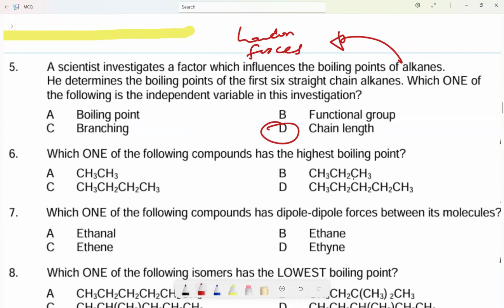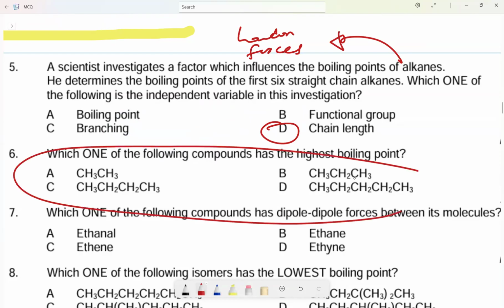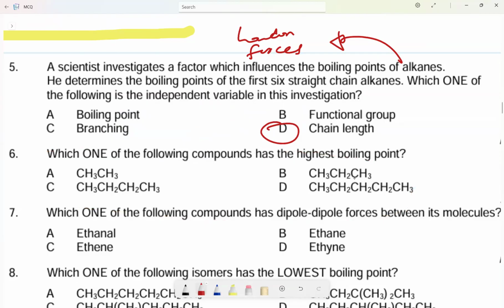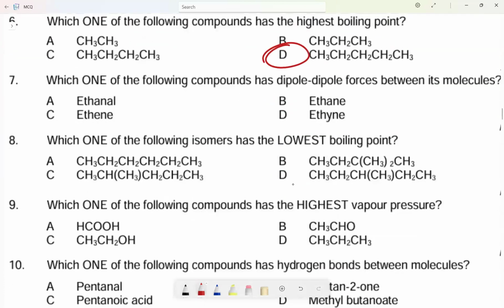Which one of the following has the highest boiling point? Remember, these are all alkanes, right? But the one that will have the highest boiling point will have the highest intermolecular forces. So the one that has the longest chain. The longer the chain, the higher the boiling point, which is number D, because they are all alkanes.